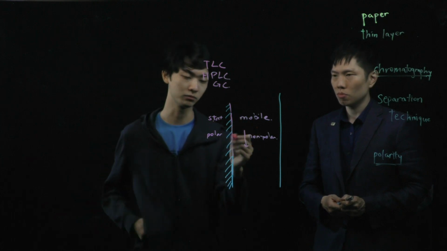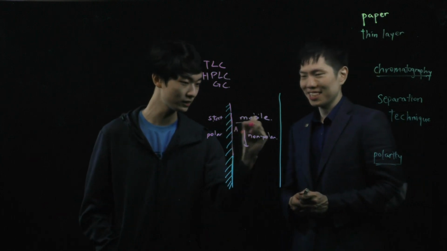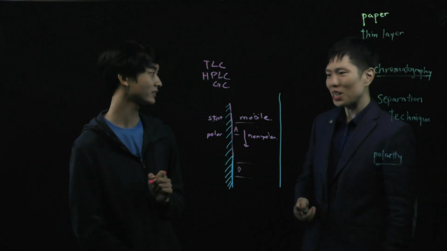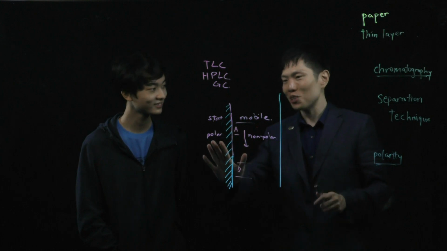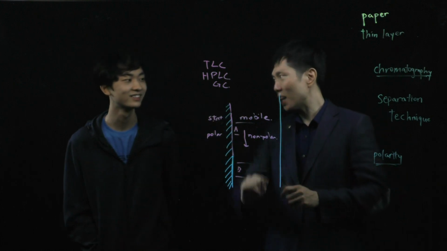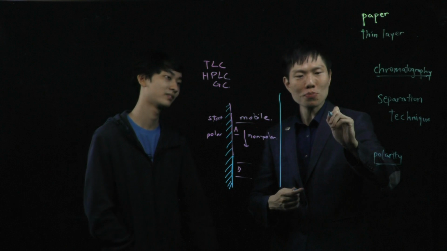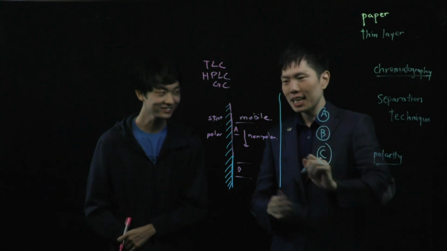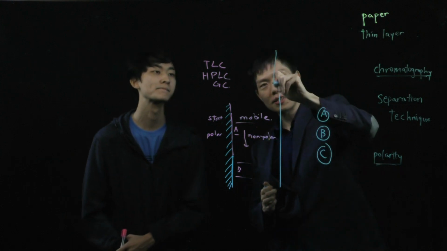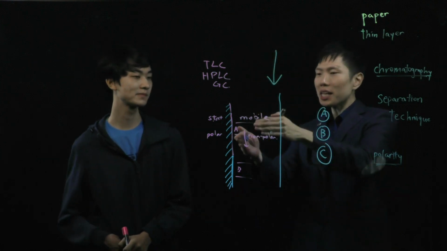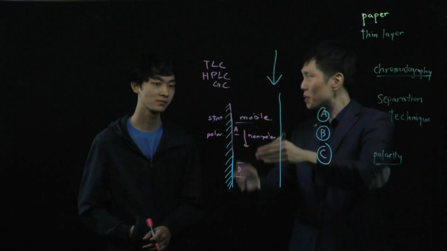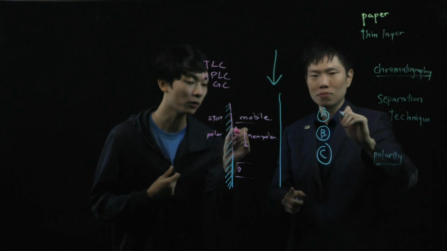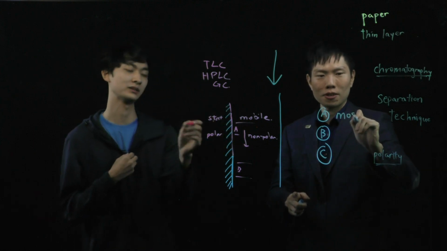Maybe sample A might be here in this band, and sample B will be further carried down by the mobile phase. Suppose the stationary phase is very polar, and we have three molecules called A, B, and C, and it goes in this direction, top down. Looking at this, which is more polar? We see that A is more held back, so we know that A is more polar because it interacts more with the stationary phase.